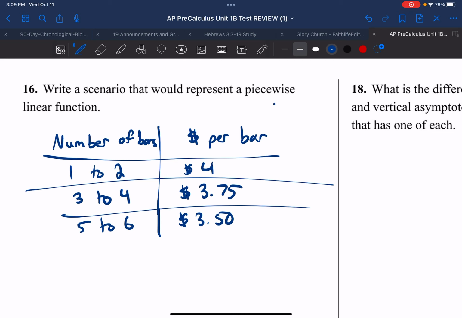Like if you graph this, it would be 1, so this is 1, 2, 3, 4, 5, 6. And I start at 4, so boom. And then for 3.50, I'm just jumping straight down, boom. So that's a piecewise linear function because it's a straight line and it's just pieces of a graph. That's how I think of piecewise, pieces of the graph. If this is 3.50, then it would look like this, okay?